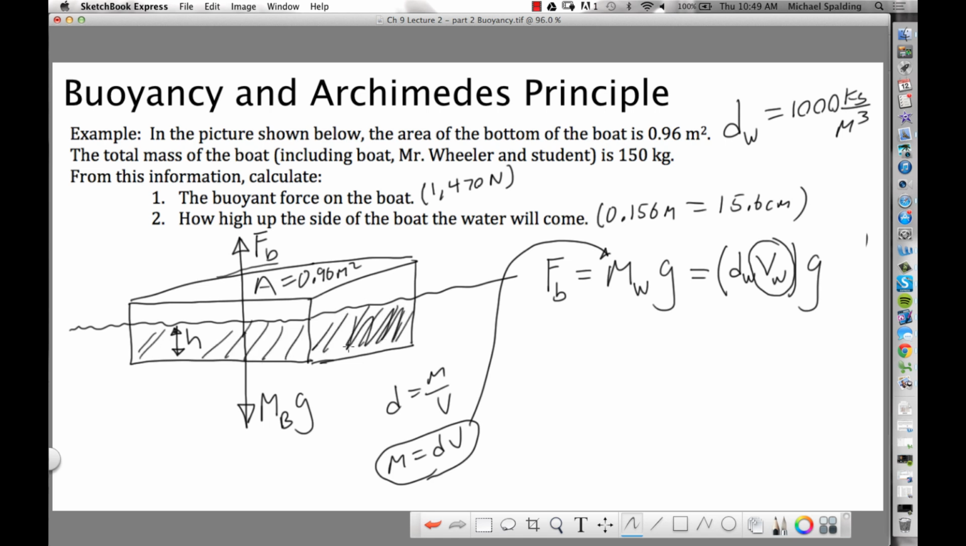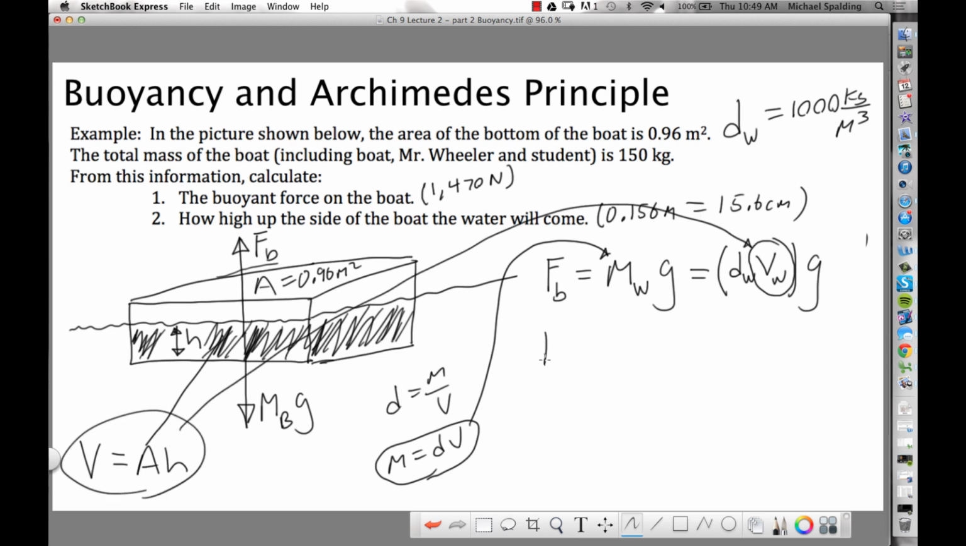It's this shaded area, right? This shaded area is the part that's displacing water. Is this upper part displacing water? No. So what's this volume going to be? The volume of the object submerged is going to be A times H, right? So let's plug this in. That goes right there. So now we have buoyant force equals density of water, A times H times G. So now you can solve for H. H is buoyant force over density of water, A, G.